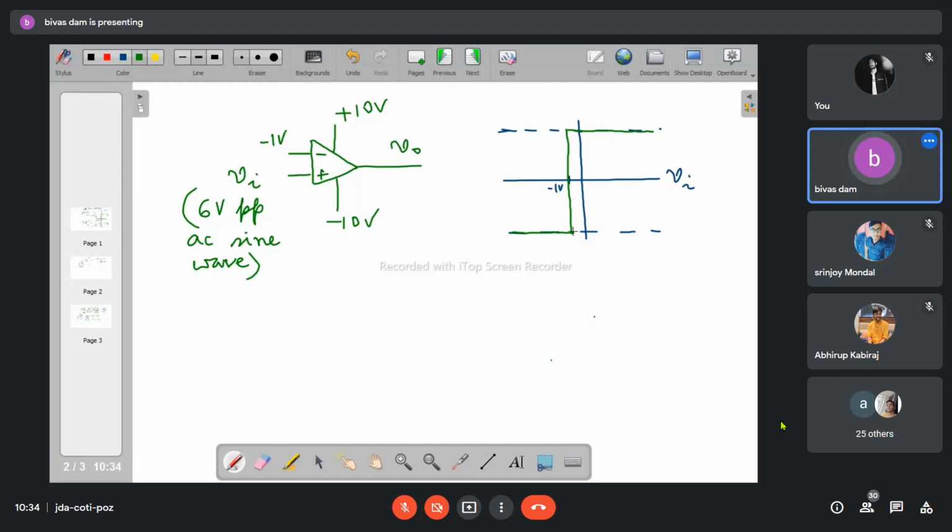But here I have extended my transfer characteristics beyond that also. If this is your -1 volt, in that case your -3 volt will be somewhere here. So +3 volt will also be somewhere here. So the transfer characteristics must get limited to that particular range of VI. So this should be your transfer characteristic.